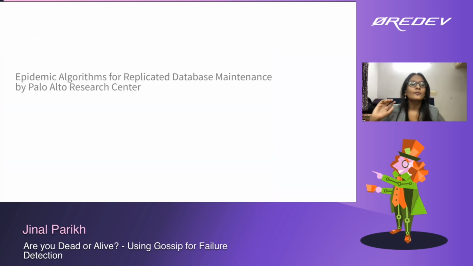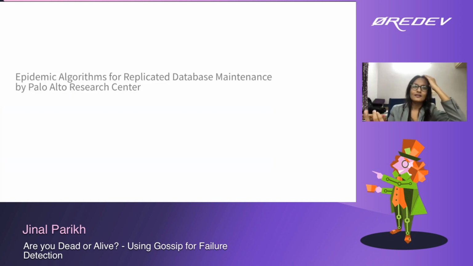It's believed that the gossip protocol was first used in 1987, as described in the paper Epidemic Algorithms for Replicated Database Maintenance by Palo Alto Research Center. It was first used at Xerox, in what were known as the Clearinghouse servers. So Xerox used it first for database updates, which is also known as information dissemination.